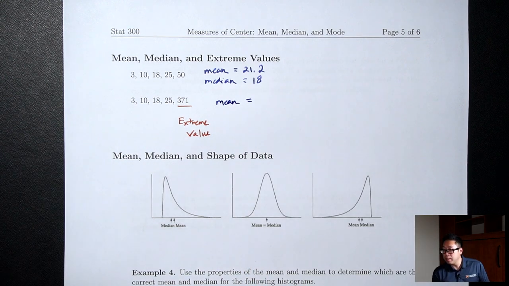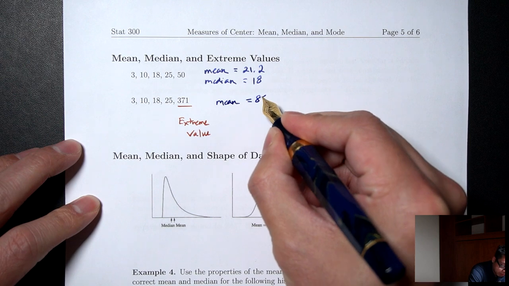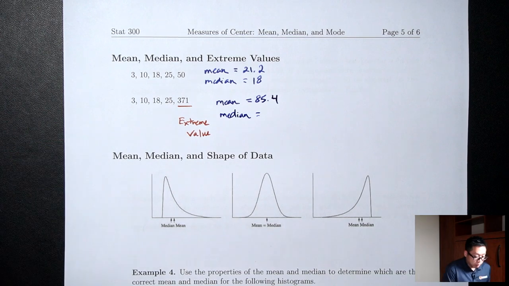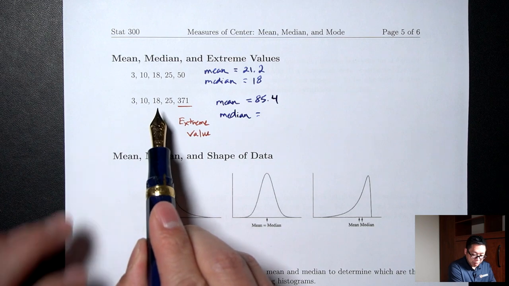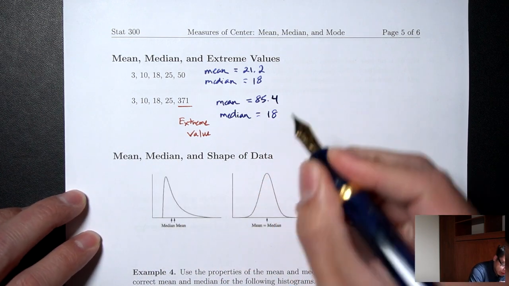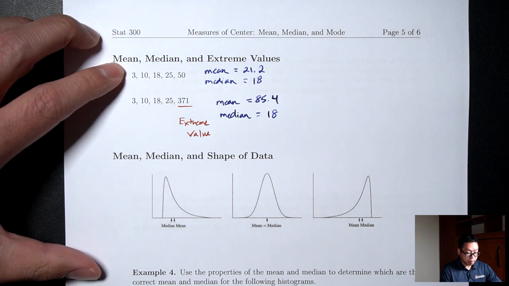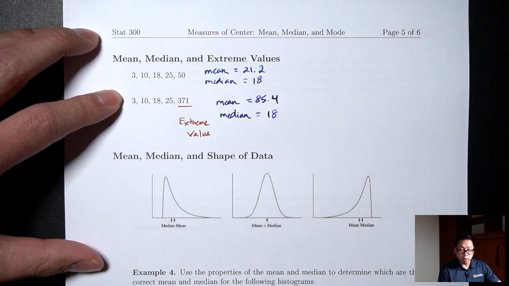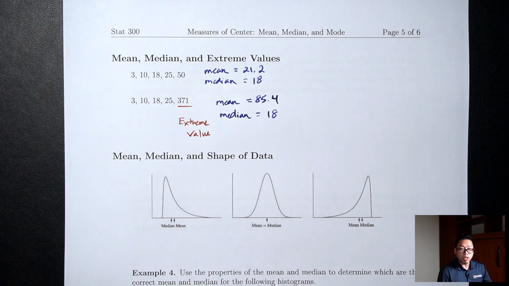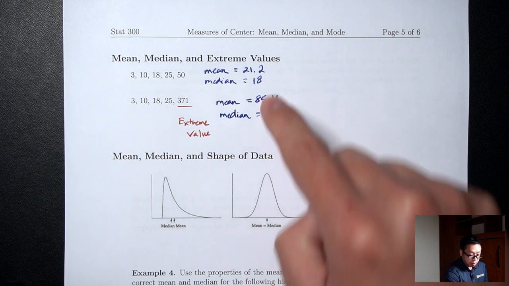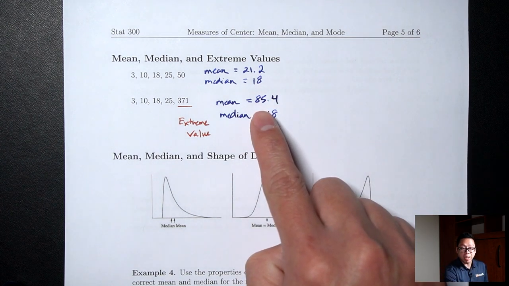And I will tell you that the mean is 85.4, and the median, the numbers are in order still. So the median is a number right smack in the middle, which is still 18. So compare the first set with the second set. All I did was replace one of the numbers with an extreme value. What changed more, the mean or the median? The median actually stayed the same, right? 18, 18. The mean went from 21.2 all the way up to 85.4.